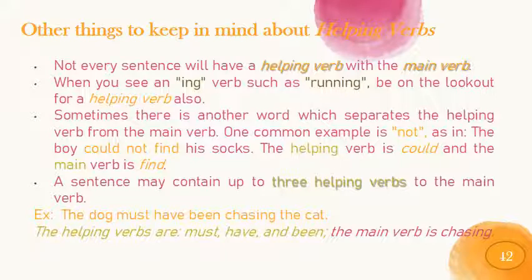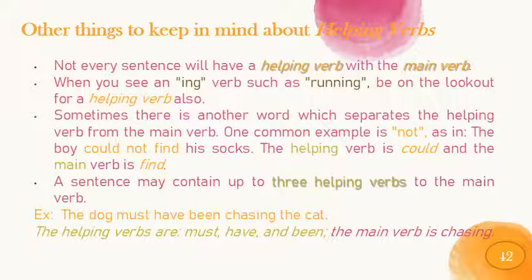So whenever you find a verb after the subject that has ing, then there should be a helping verb before it. Sometimes there is another word which separates the helping verb from the main verb. One common example is not. Sometimes we find not between the helping verb and the main verb.